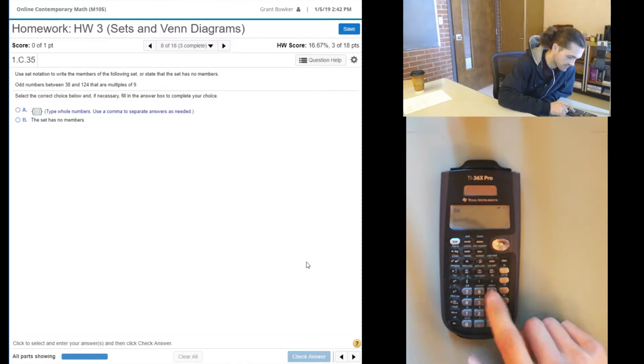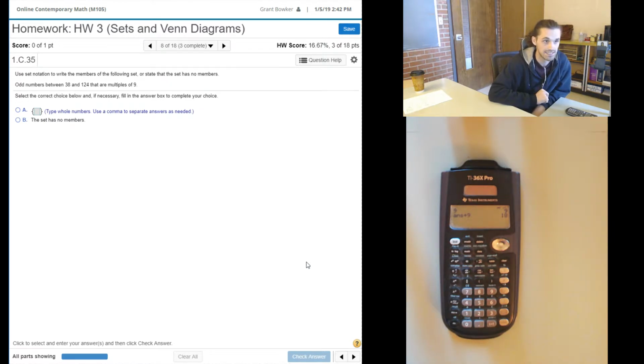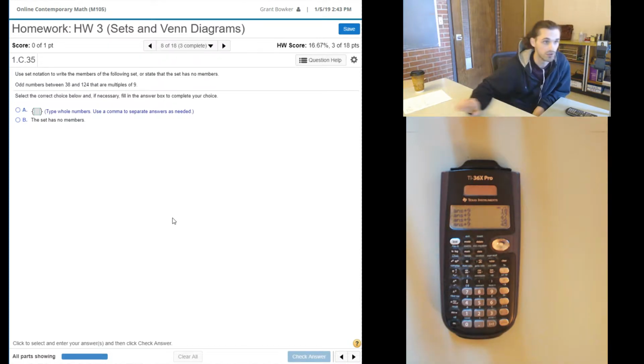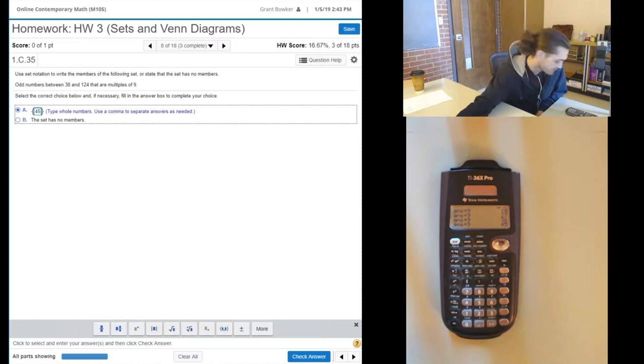Odd numbers between 38 and 124 that are multiples of 9. So let's go through this one again, just for fun. So I hit 9, enter. That's my first multiple of 9, which is 9. Then I'm going to do plus 9 for my second multiple of 9, which is 18. Keep in mind, I'm looking for odd numbers between 38 and 124 that are multiples of 9. So I need to get above 38. My first multiple of 9 that's above 38 is 45, and it's also odd, so let's go ahead and put that in our list. 45, comma.